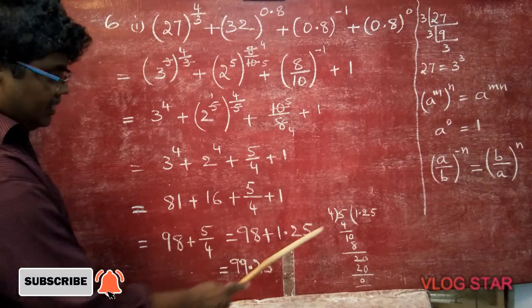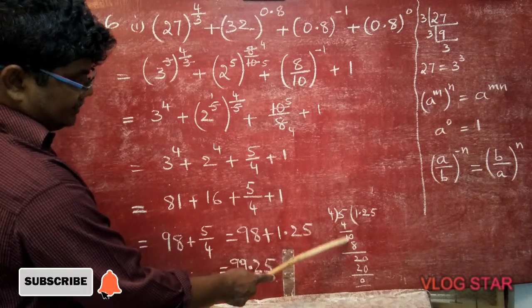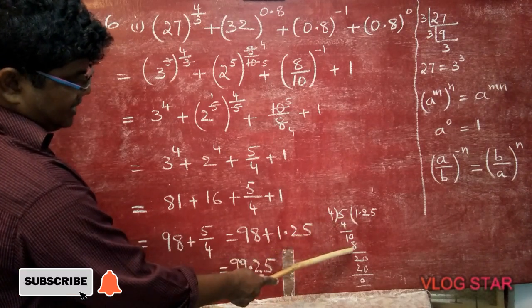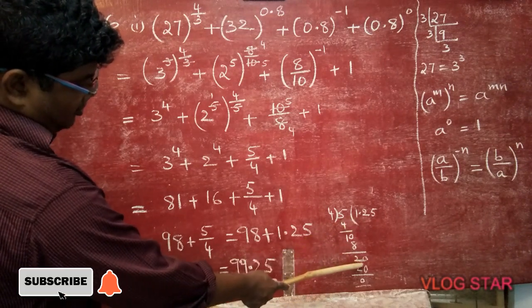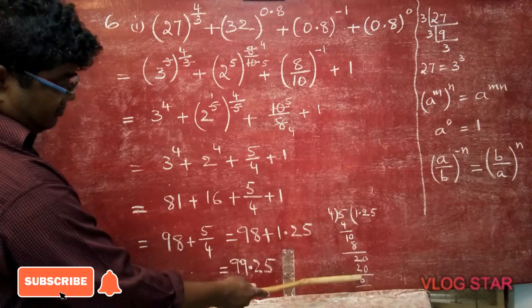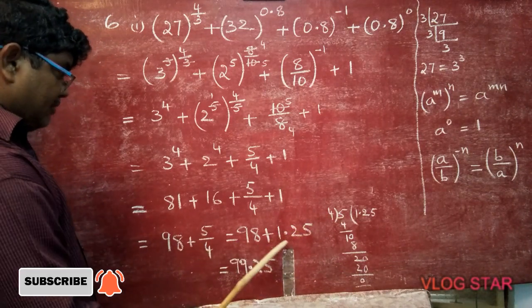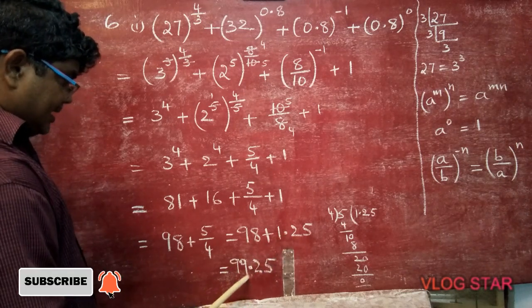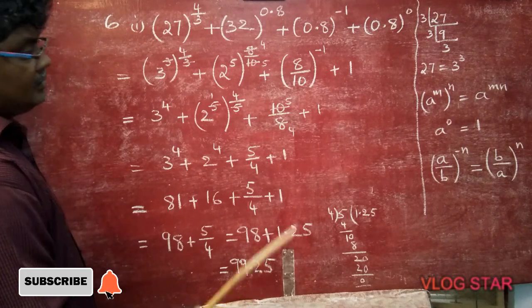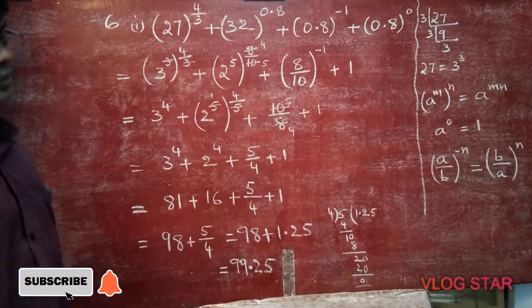Plus 5 by 4. Divide 5 by 4. 4 goes in 5 one time. Decimal 10. Again 4 goes 2 times 8. Again the remainder 2. Decimal is there, so 1 more 0. 4 5s are 20. So in the place of 5 by 4, you write 1.25. So 98 plus 1 is 99. 99.25. These are the formulas that came across in this problem.